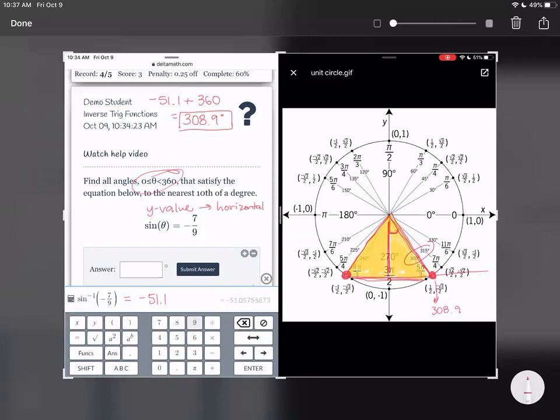The way we find that angle is, well, we know this one's at 270. So what's the difference between 270 and 308.9? Let's figure it out: 308.9 minus 270, and I get 38.9. So this angle is 38.9.